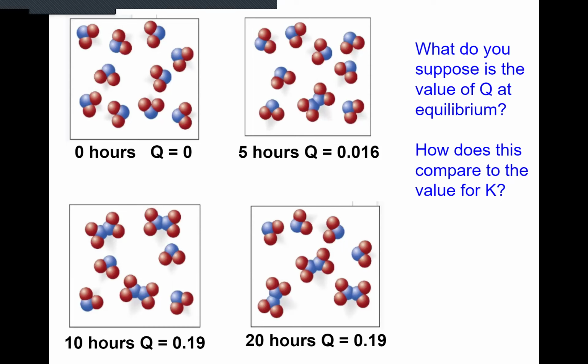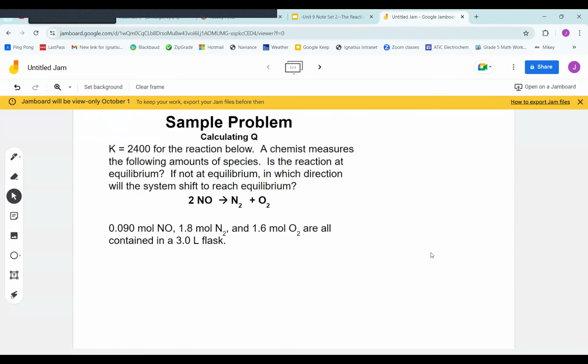And if it's the value for Q at equilibrium, that means that Q and K are equal to each other, which means that that's your value for K. So Q and K at equilibrium are equal to each other. And in this particular example, that value is 0.19. Let's try a problem together. Try to put all of this into one problem.